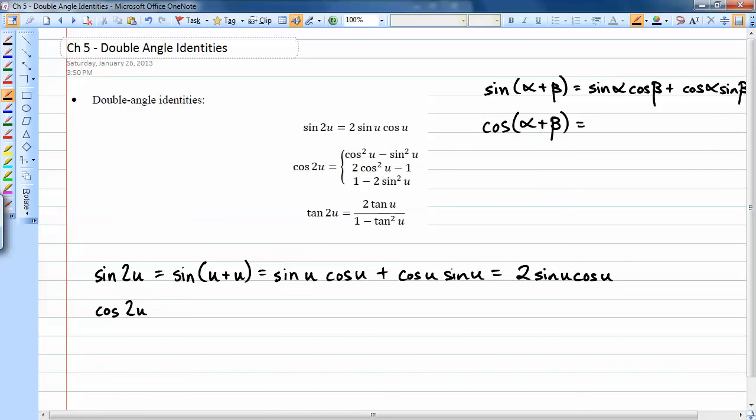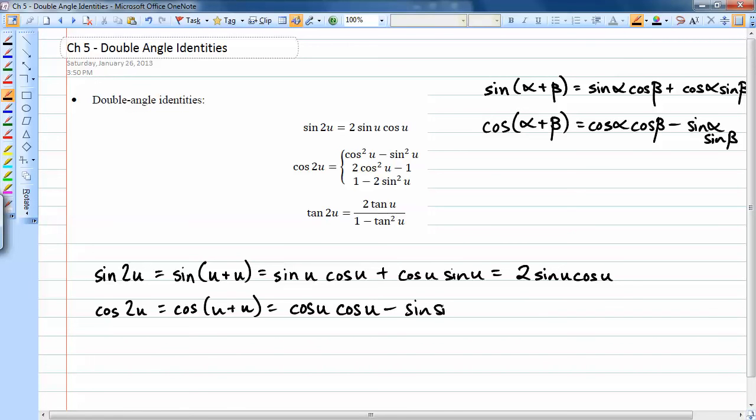Let's look at what cosine of alpha plus beta is. If you remember the angle sum formula for this one, it's cos alpha cos beta minus sine alpha sine beta. So if I just make alpha and beta both u, then I've got cosine of u plus u equals cosine u cosine u minus sine u sine u. And that's going to be cos squared u minus sine squared u. So now we've taken care of these two.